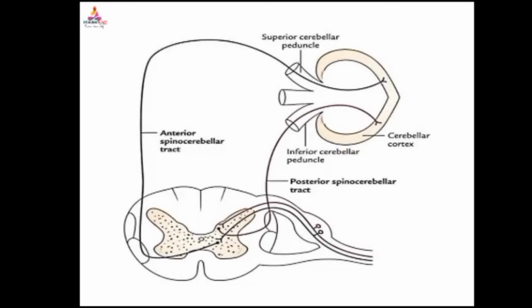Next, the spinocerebellar tract. The spinocerebellar fibers are located in the lateral white column of the cord and are divided into two tracts according to their location in the cord: the posterior spinocerebellar tract and the anterior spinocerebellar tract. These carry unconscious proprioceptive sensations from the cord to the cerebellum and play an important role in muscular coordination.